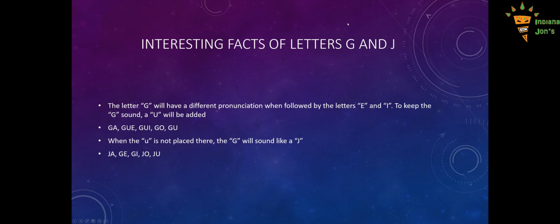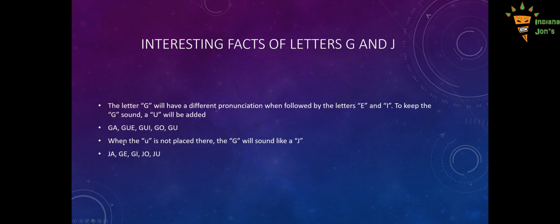So, like I mentioned with the letter G and the letter J, the letter G in Spanish will have a different pronunciation when followed by the letters E and I. To keep the sound G, a U will be added, right? Ga, gue, gui, go, gu. So these two, like with the letter C, are gonna be slightly different. And there will be some other stuff, but we will see in the future what happens with the letter G, U, E and G, U, I.